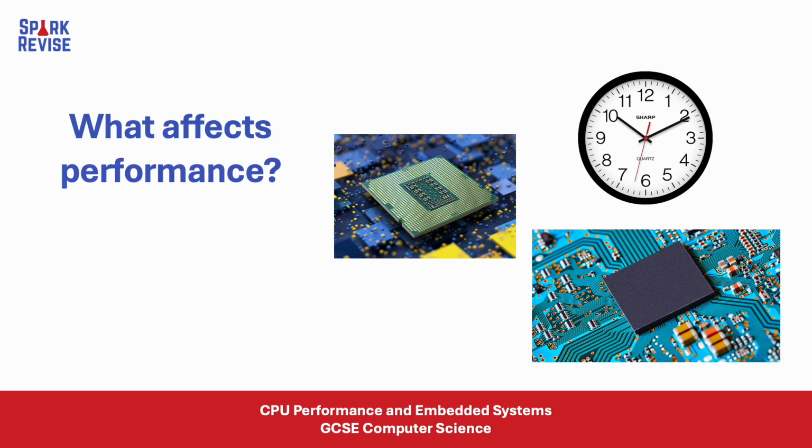What affects the performance of a CPU? Obviously today's processors are so incredibly fast, but there are still three main features that affect the performance of a CPU. These are clock speed, cache size, and number of cores. We touched on cache size and clock in previous videos about the CPU and the von Neumann architecture. Let's break these down.